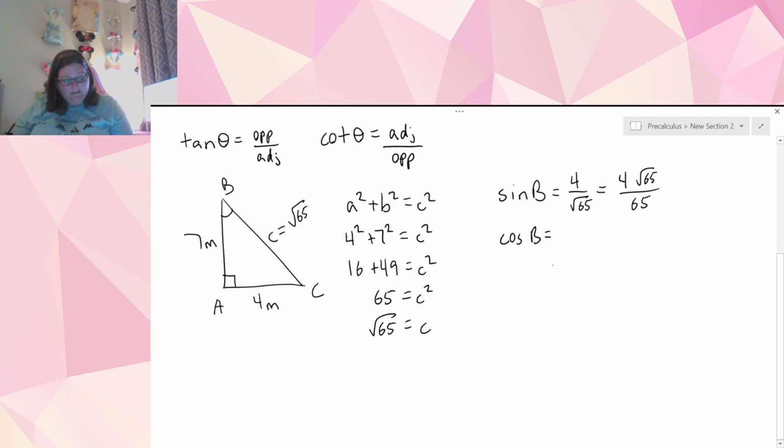Cosine of B is going to be adjacent over hypotenuse, which is 7 over the square root of 65. Again, I have to rationalize my denominator, so I get 7 square root of 65 over 65. And tangent of B is opposite over adjacent, so we get 4 over 7. That one's just easy. You don't have to rationalize the denominator on that one.